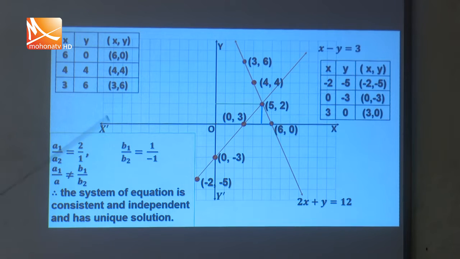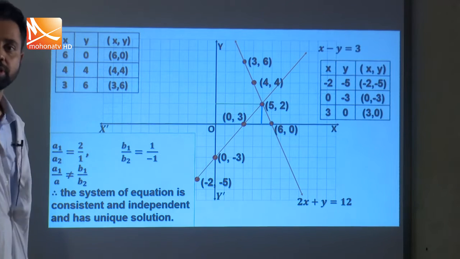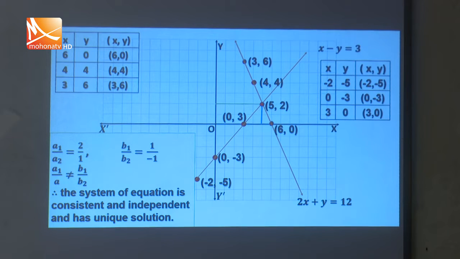Okay. So, the condition is whether a system of equations has one or more than one solution. So, if the ratio of x and y is not equal, then a system of equations has only one solution, that is, the two equations will intersect each other at a certain point. Okay.